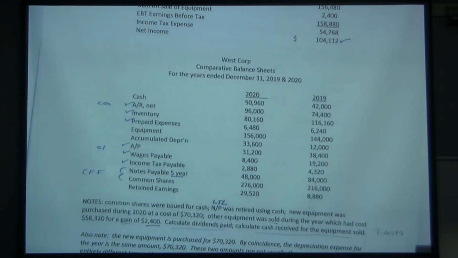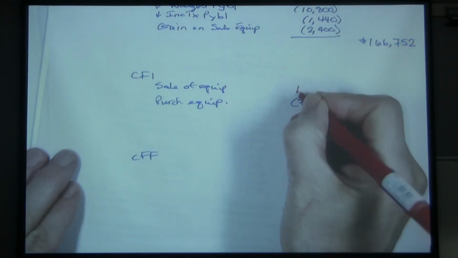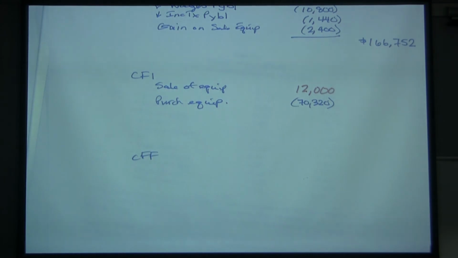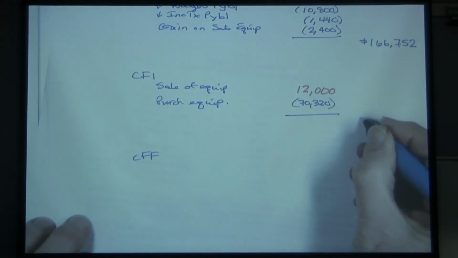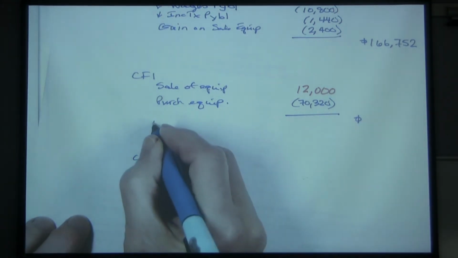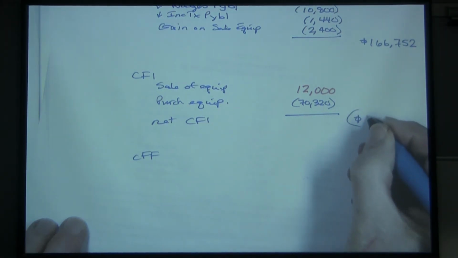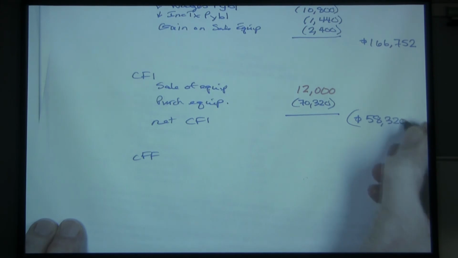All right, so we're going to come back to our CFI. The sale of equipment, we now know that we got 12,000 cash. And that's it. We only bought equipment and sold equipment. CFI, we're finished. This is a negative cash flow. Let's see if we can put net CFI. Negative cash flow of 58,320.